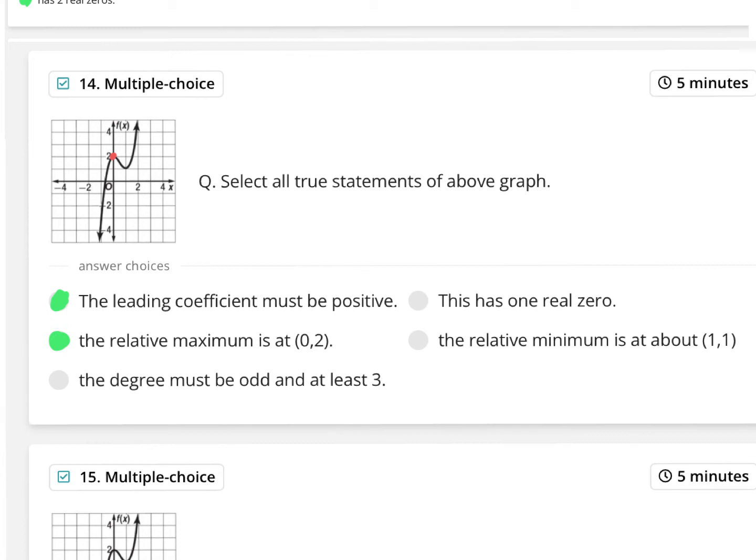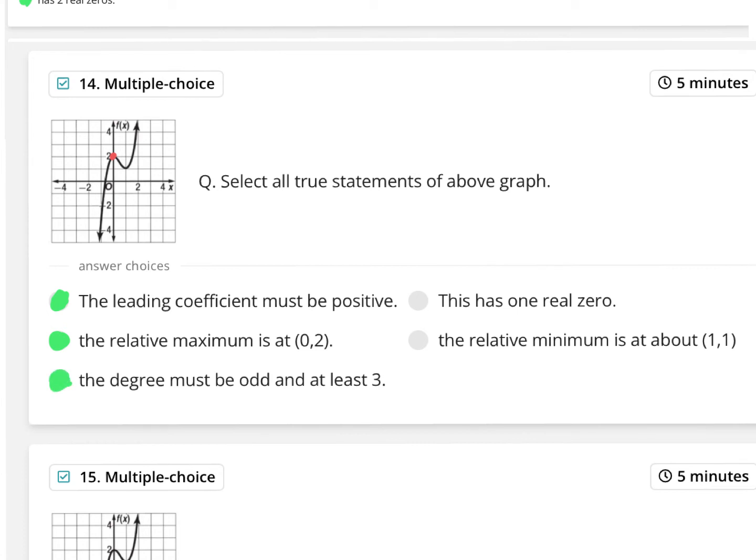Moving on, the degree must be odd and at least 3. It's definitely odd because there's an odd amount of arrows opening up or down, and it's definitely at least 3 because of the direction, right? It goes up, that's 1, down, that's 2, up, that's 3. So that's definitely correct, that statement right there.